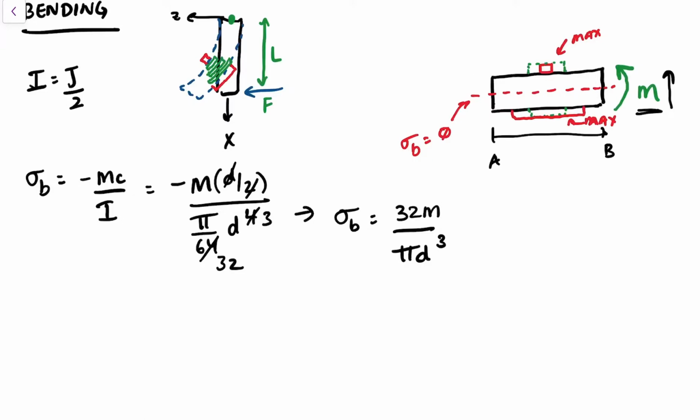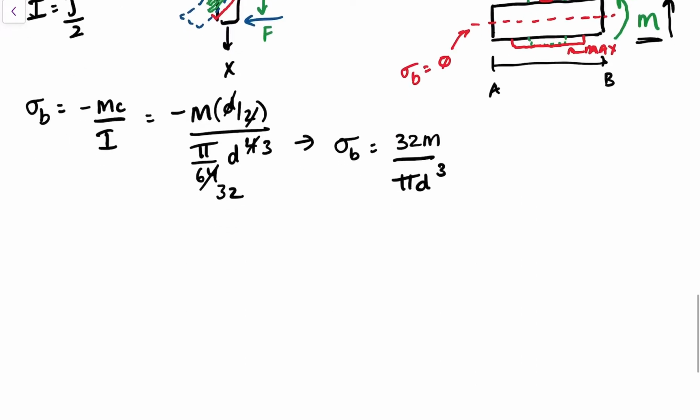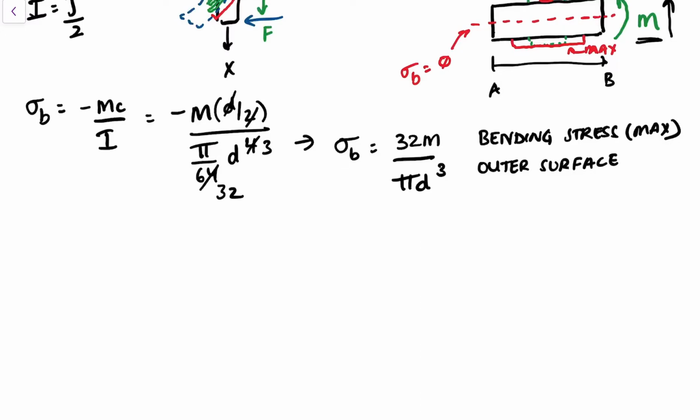If you want to understand mathematically, I would suggest reaching out to Dress because he'd probably be able to explain that a little better. Okay, and again, this is the bending stress, which is the maximum at the outer surface of a solid round shaft.